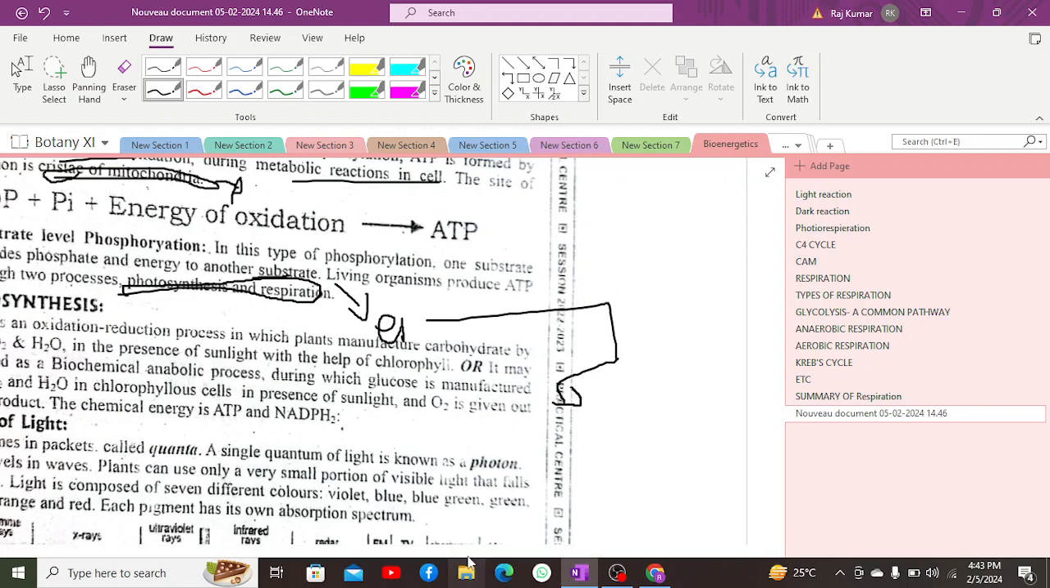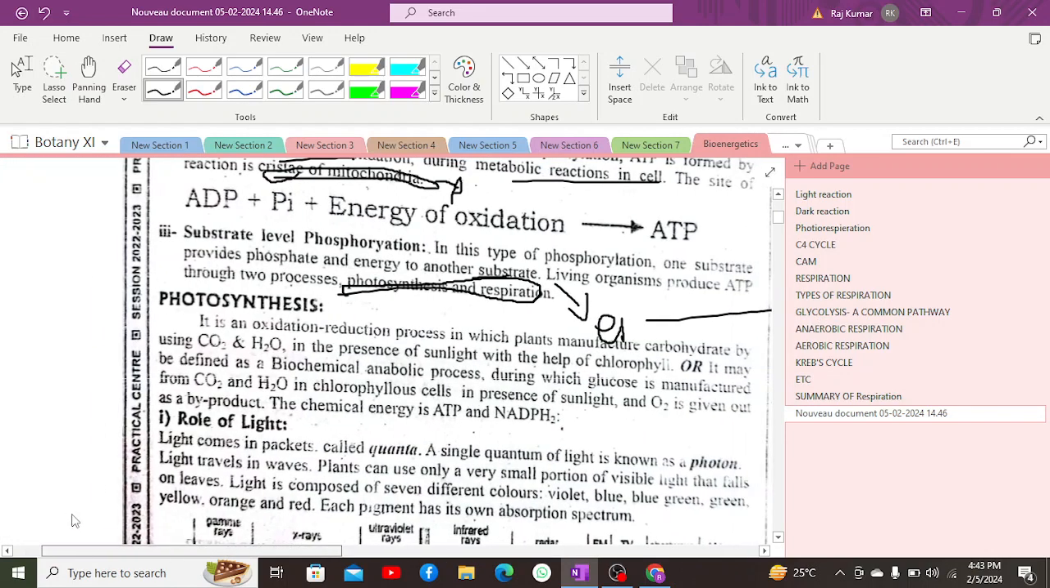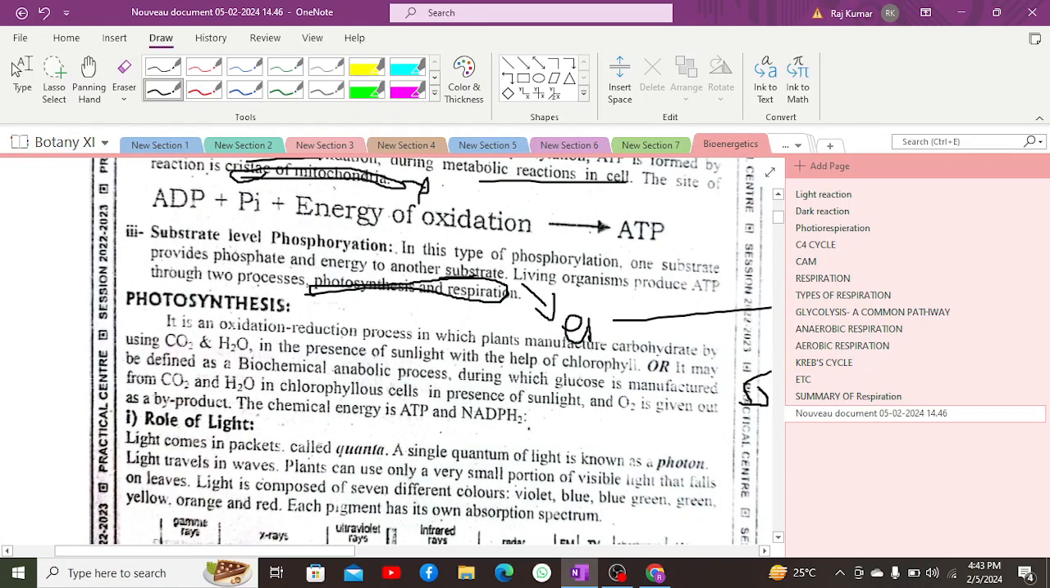Apart from that, we are going to discuss photosynthesis. It is an oxidation reduction process in which plants manufacture carbohydrate by using carbon dioxide and water in the presence of sunlight with the help of chlorophyll. Or it can also be defined as a biochemical anabolic process during which glucose is manufactured from carbon dioxide and water in chlorophyllous cells, in presence of sunlight, and oxygen is given out as a byproduct. The chemical energy obtained is ATP and NADPH2.